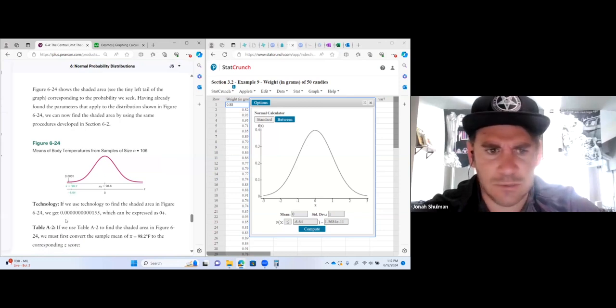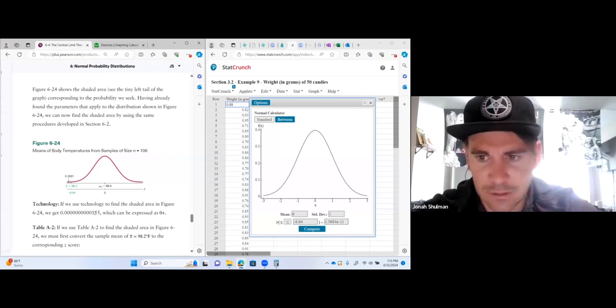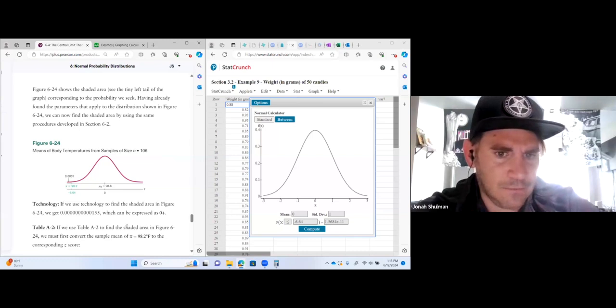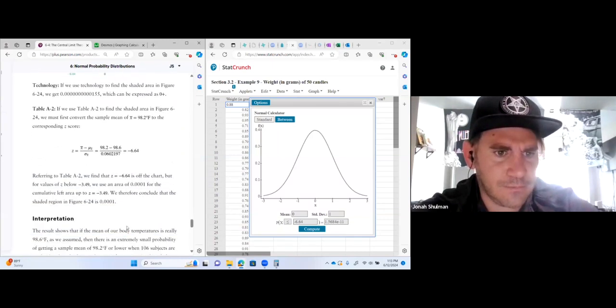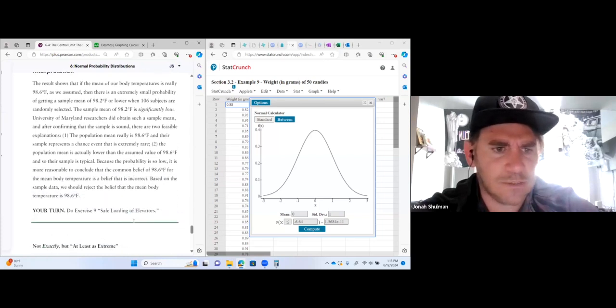We use technology, we get 0.000000155. That's exactly what I got. You can count 1, 2, 3, 4, 5, 6, 7, 8, 9, 10, 11. That's why it's the negative 11th power. That's the value. Cool. So this is significantly low. It's very rare. That's how it works.